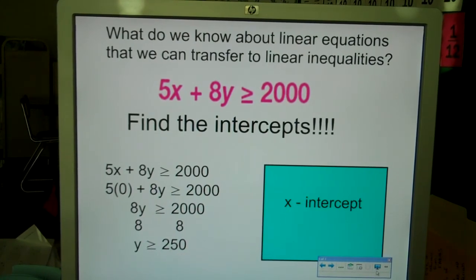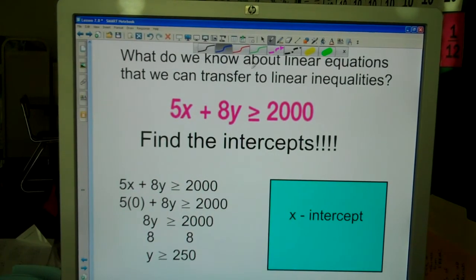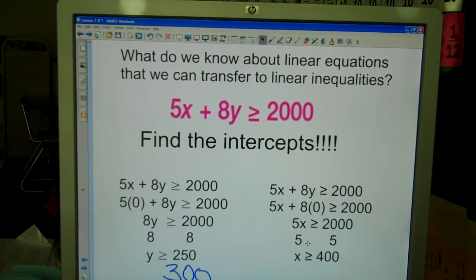Okay? So, why don't you give me a number that's going to make that true? What's a number that's bigger than 250? Yeah, 300, 301, 1001 if you want to get crazy. Okay? You found the x-intercept. Same thing. Give me a number, now x has to be greater than or equal to 400. Now, you could pick 400, but I'm asking you to pick something maybe like 500. Okay? Go in a little bit.